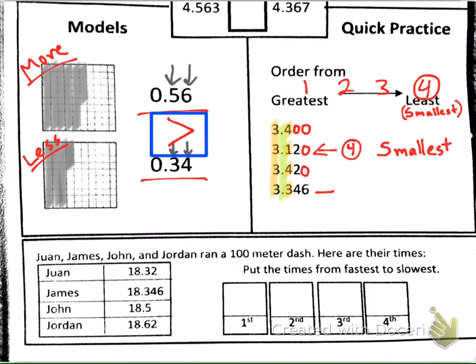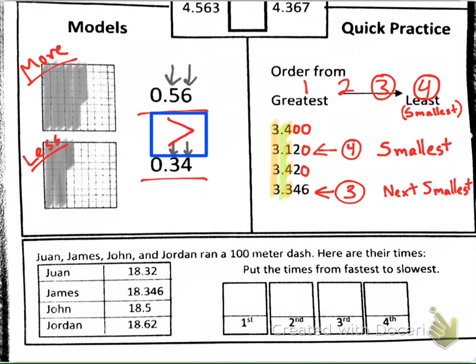Now we're going to look at the next number, which is the 3. 3 is smaller than 4, but it's bigger than 1. So that means that the one with the 3 in the tenths place is going to be the next smallest number. So I'm going to put that here so I can label it correctly. And now I found my smallest and then the next smallest. So I know which one is going to go in the 4th place and in the 3rd place.